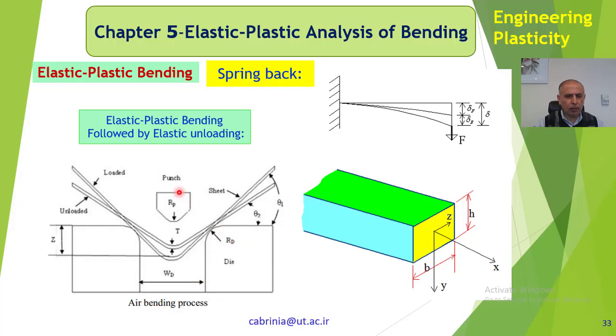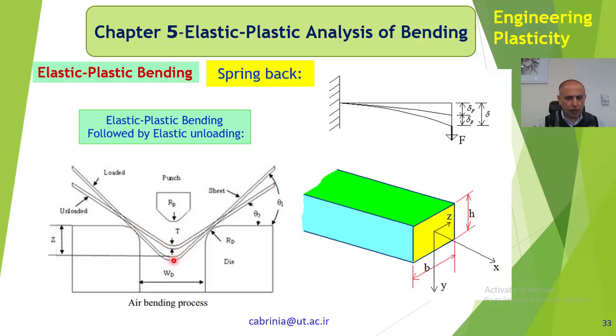We have a die, we have a punch, and we have a sheet of material which is originally a flat sheet of material lying on this die. The punch comes down and pushes the sheet metal and forms it like that. It forms it like this. When the punch is removed, the unloaded part becomes like that.